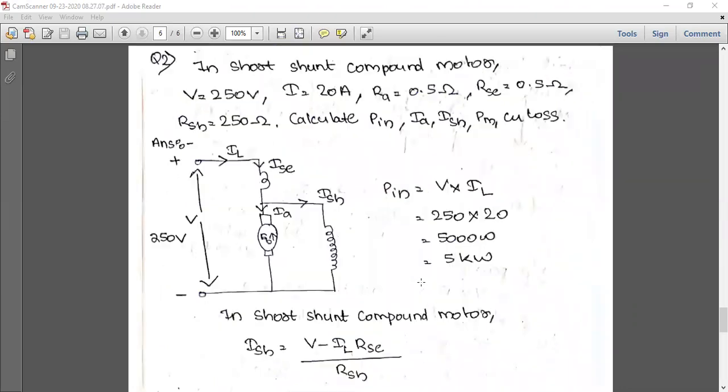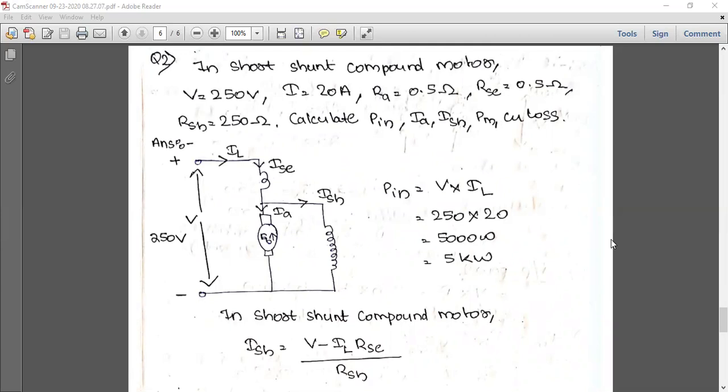Understood? Okay. So now we have the second question here. I want you people to solve this. I have solved it already, but I want you to solve it in today's class, and in the next class I will give you the solution.